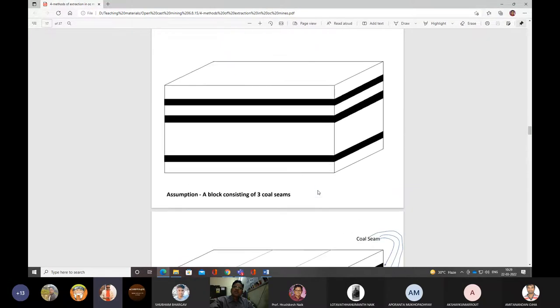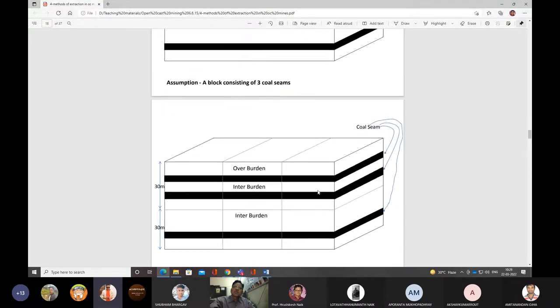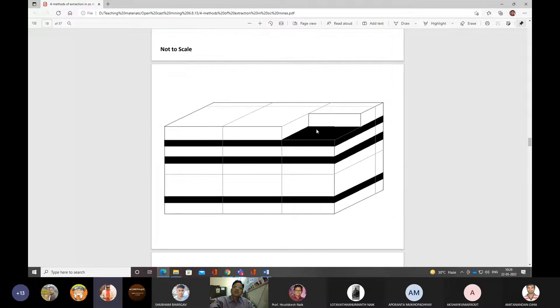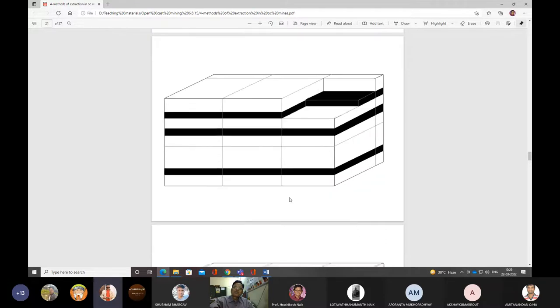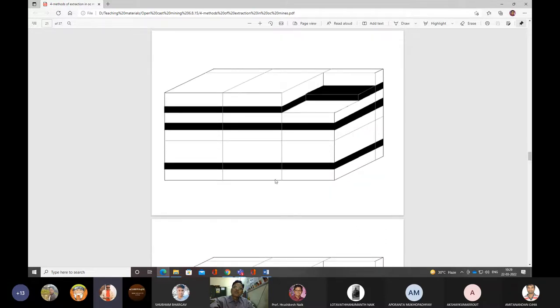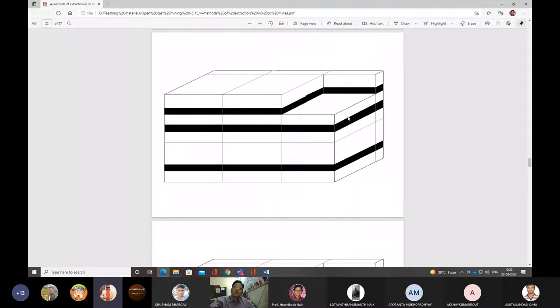There is a second method of mining also. So these are the coal seams. Three coal seams are there. Overburden, interburden, interburden is there. So now you can start in a transverse direction. You can take this coal in this direction also. This is the second method of mining, followed transversely. So this is the way how the coal is taken out.